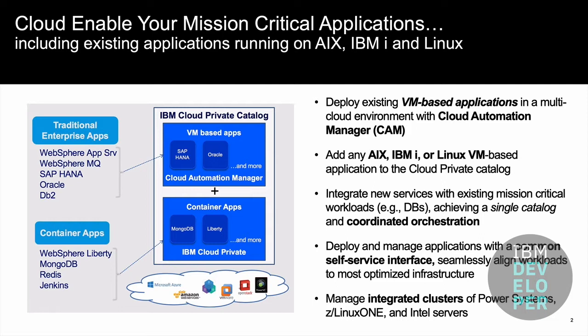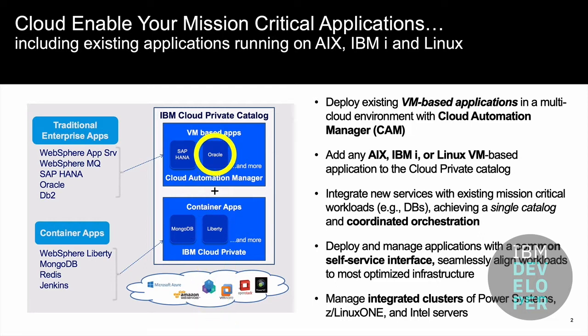But from a Power Systems perspective, and frankly, in the industry today, most applications are still LPAR-based or virtual machine-based. And one of the secret weapons, if you will, of IBM Cloud Private is a technology called Cloud Automation Manager. Cloud Automation Manager is the technology that allows you to deploy any VM-based app that you have today. So if you're running AIX applications or IBM i applications or Linux on Power applications, Cloud Automation Manager, or CAM for short, is going to let you tap into those resources.